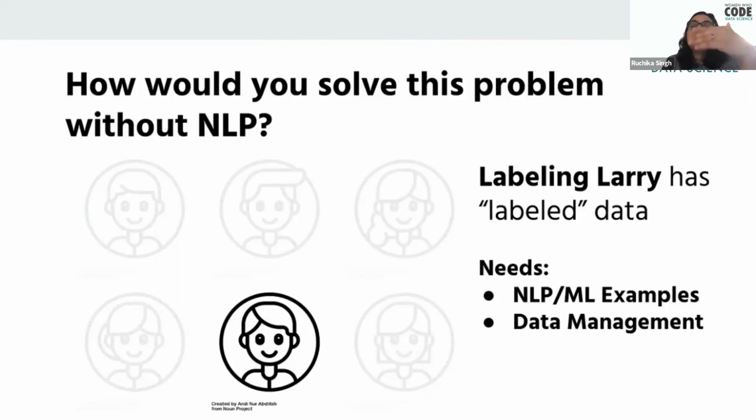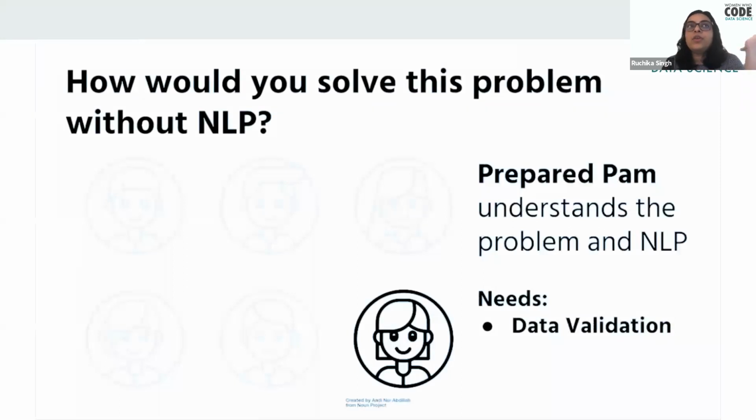But they may have very little data, or just the labels with very little features. So what are we predicting? How are we doing? They may not have anything. And then there are some people who will actually have the data prepared, who understand the context and how and when to use NLP. That's the kind of person you want to work with.